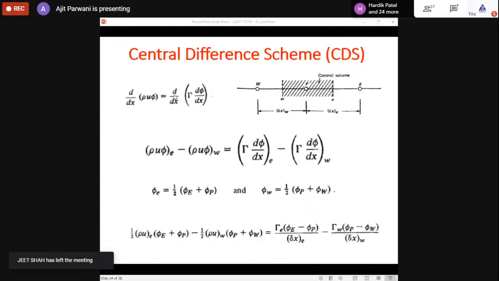So how will we solve this marching problem? How will I discretize it? There are various schemes available, based on the discretization of this marching variable. This velocity is the marching variable. So the schemes available are about how to discretize this term. The first scheme is called the central difference scheme, in short form written as CDS.